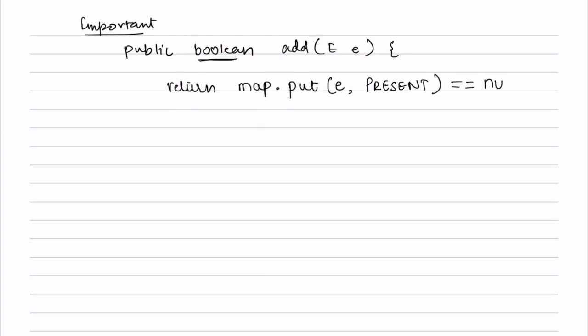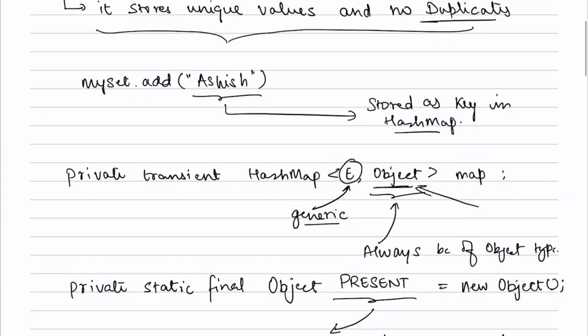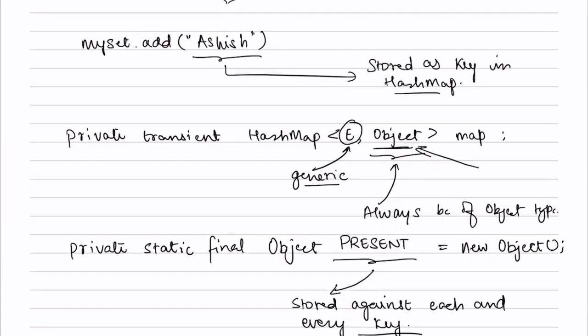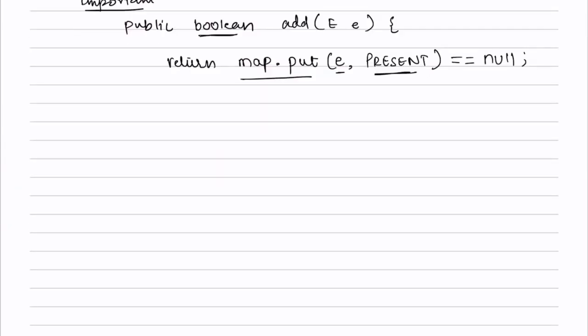equals to null. So here you know that this is the empty object, and this is the key, I mean the value of the HashSet which you want to store. This is stored as key in the map. So here we told you this one, right? Here you can see that this is the map which is being used inside the HashSet class. Okay, so now this is how it will be returning.